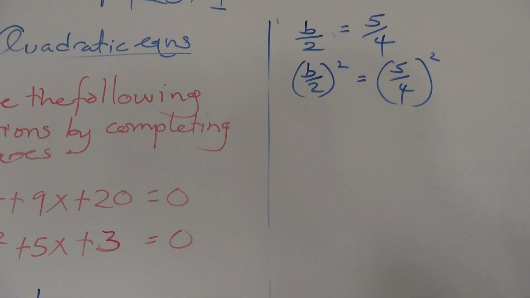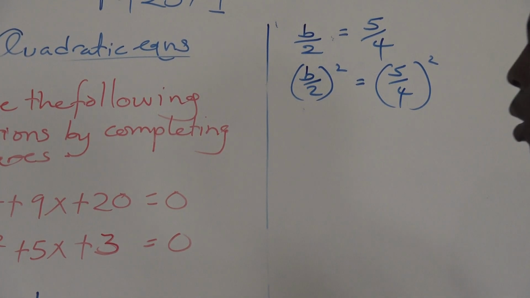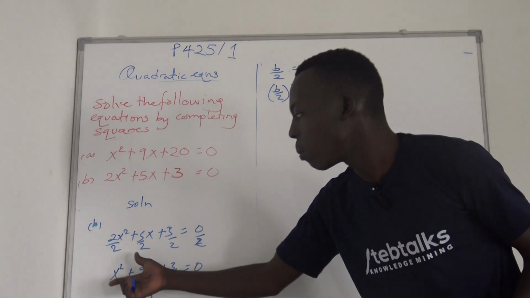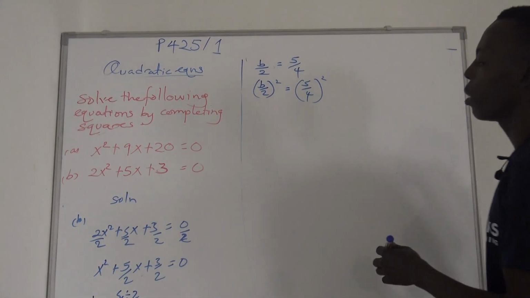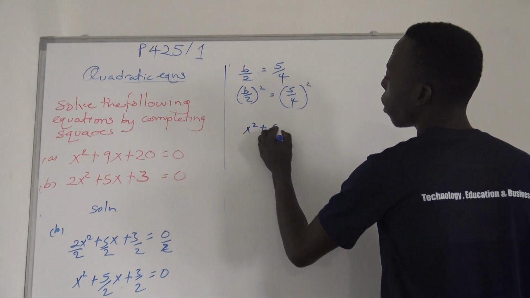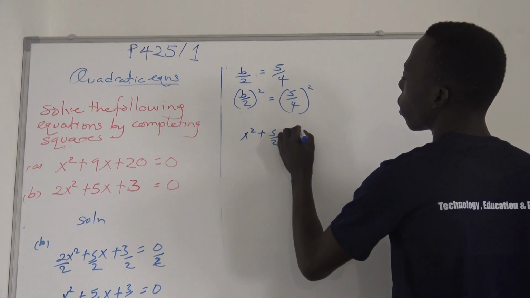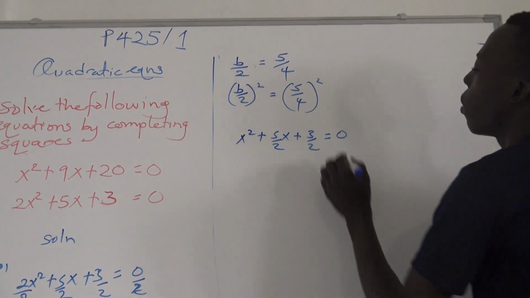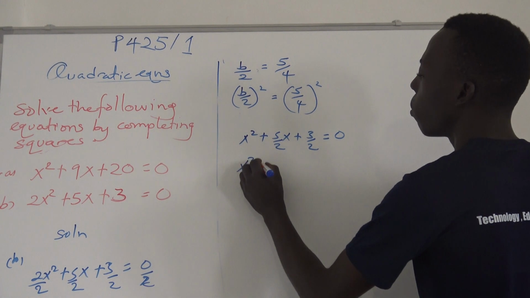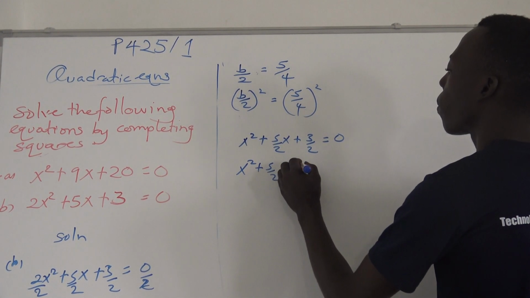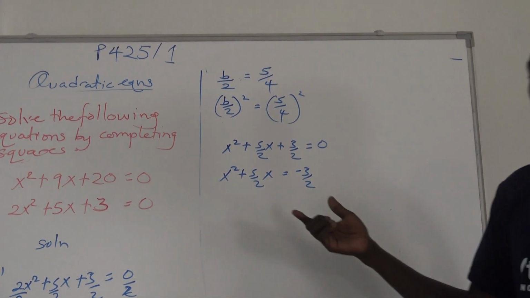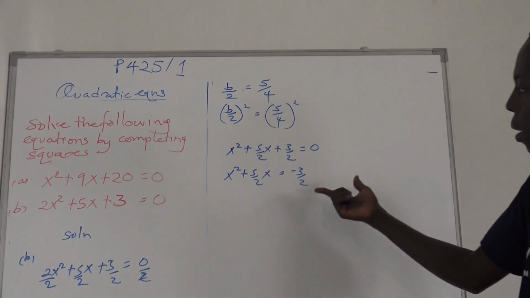So now after squaring, we said that we have to go back to what we got after making it become a degree of 1, which is x squared plus 5 out of 2 x plus 3 out of 2 equals 0. Then we take this one to the other side, so it will be x squared plus 5 out of 2x equals negative 3 out of 2. So that's what we get after taking this one to the other side.